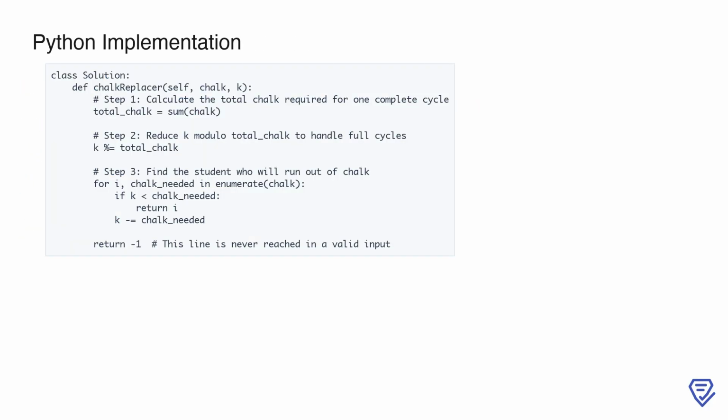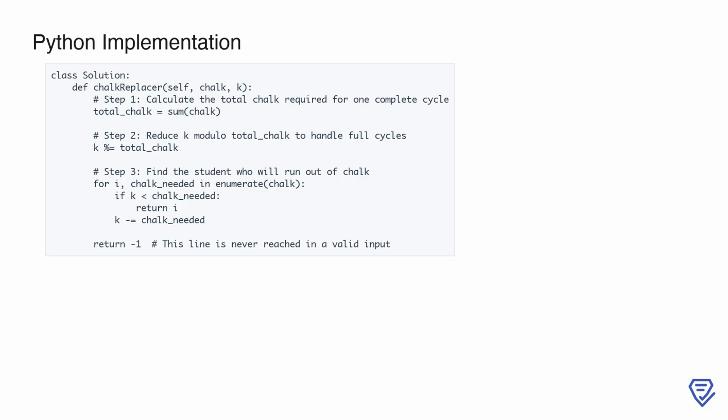The solution to finding the student who will replace the chalk is implemented in the chalkReplacer method of the Solution class. The problem involves distributing k units of chalk among students in a circular manner, stopping when the chalk runs out for a specific student.